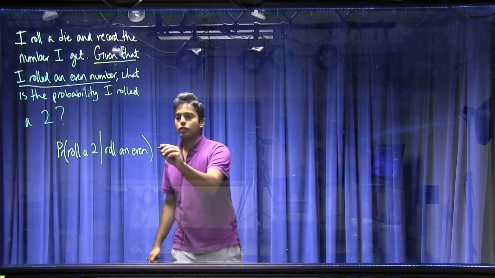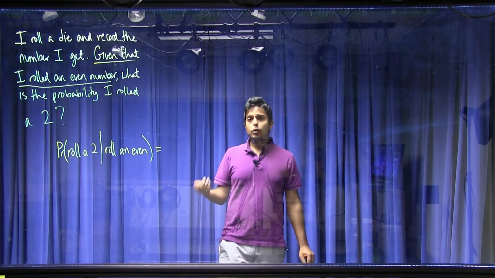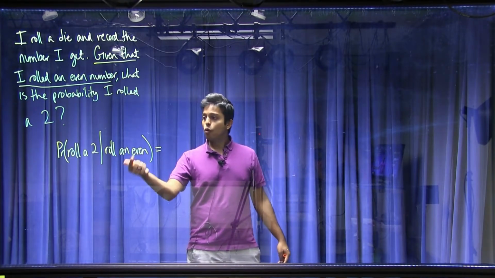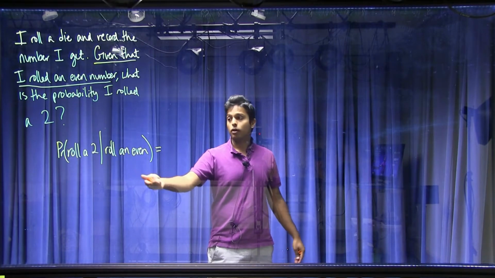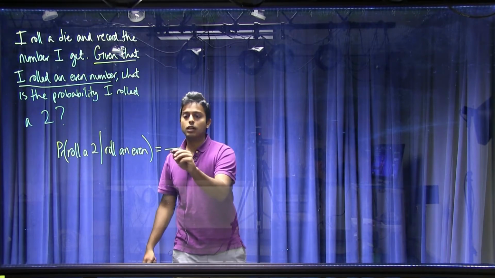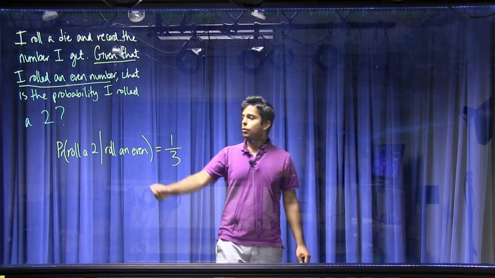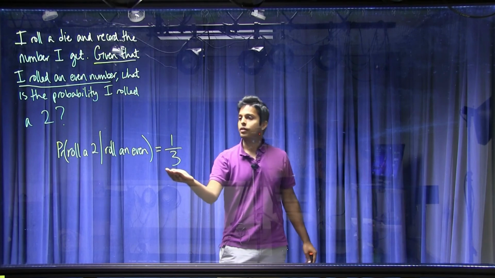And now we can solve this one. So remember, when you roll a die, all the outcomes are equally likely. So I could get a 2, 4, or 6 if I know I rolled an even number. So there's 3 possible outcomes that are equally likely, and a 2 is just one of those 3 outcomes. So the probability that we roll a 2 given that we rolled an even number is 1/3.